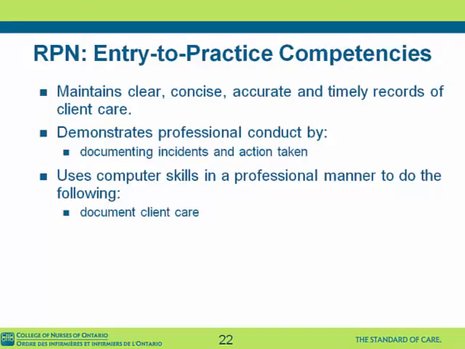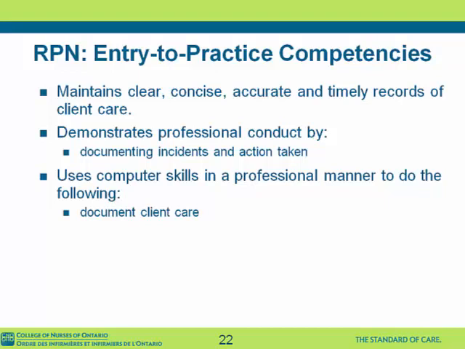Besides the standard statements, there are entry to practice competencies for RPNs, RNs, and NPs that describe what is expected of entry-level nurses when documenting. To support continuing competence, all nurses are expected to review and reflect regularly on these entry to practice competencies. These competencies also serve as a guide for the public and employer awareness of practice expectations for all nurses in Ontario. For further information on the competencies, go to the college's website at www.cno.ca/competencies.